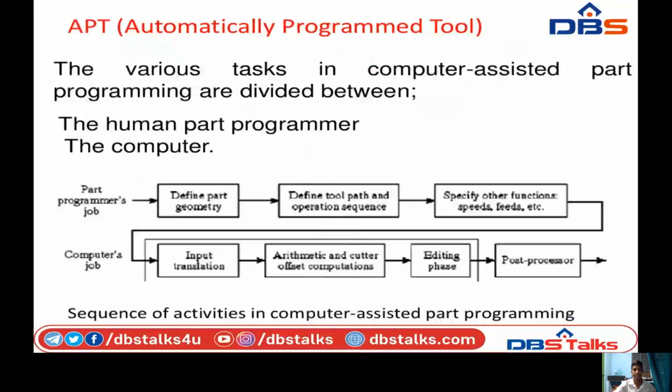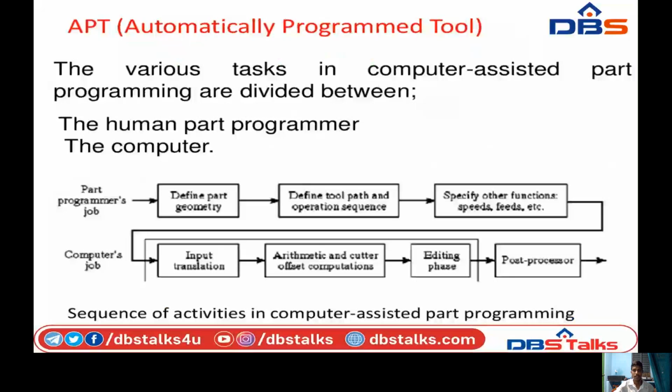Next, APT. The various tasks in computer-assisted part programming are divided between the human part programmer and the computer. In this figure, I am showing the flowchart. What tasks should be done by the part programmer, and second, the computer's job. First of all, I am discussing the part programmer's job. Part programmer means the programmer. Here he gives the data.